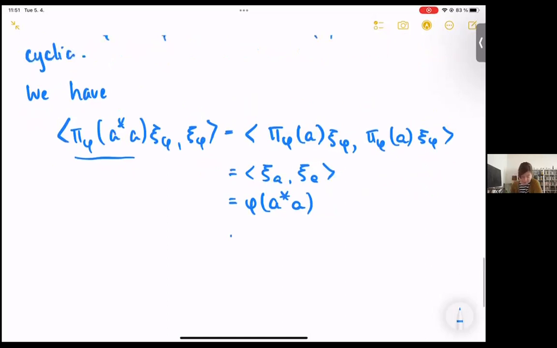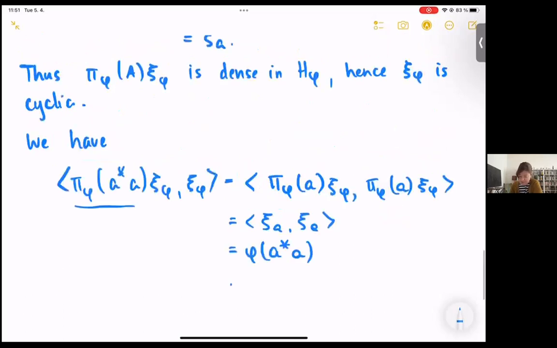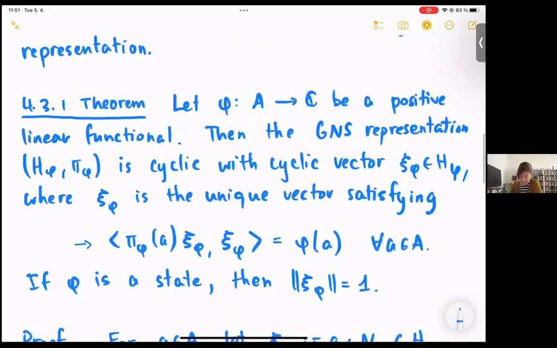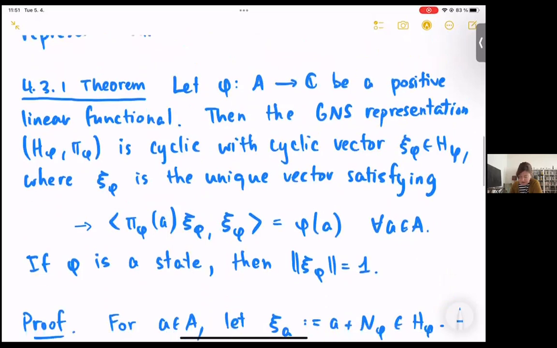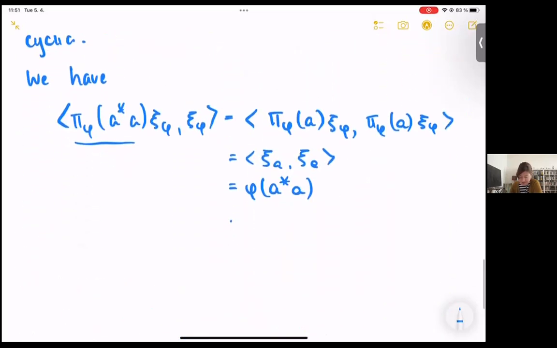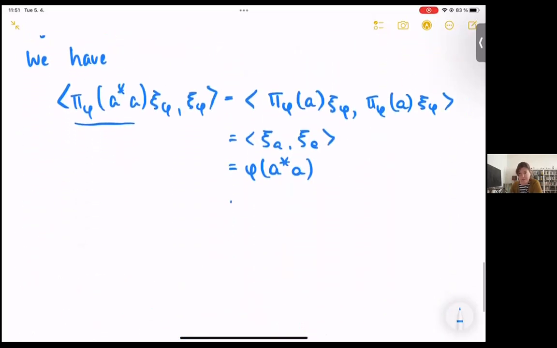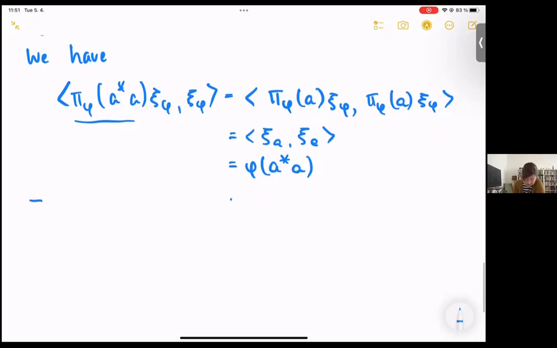Now, that means that our picture here holds for positive elements, since every positive element is of the form A star A, and we know that the positive elements span our C-star algebra. So that means that we get the result for all elements.